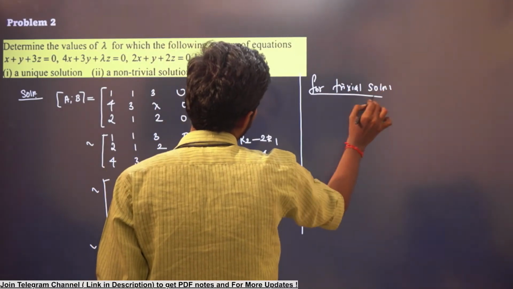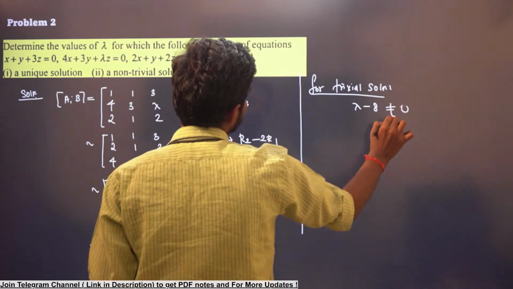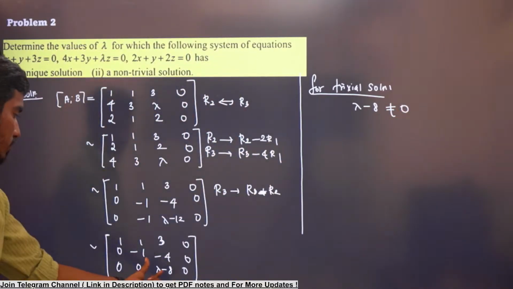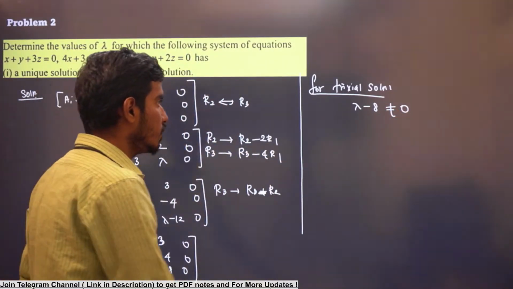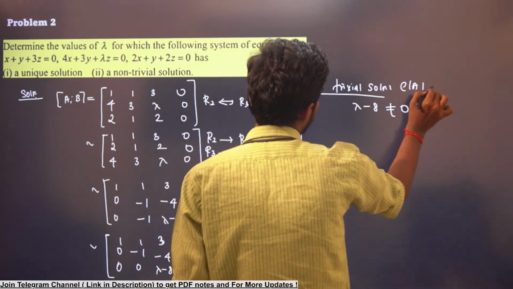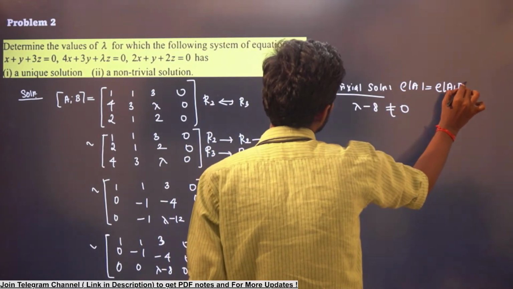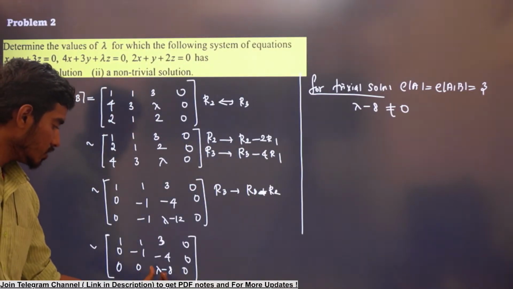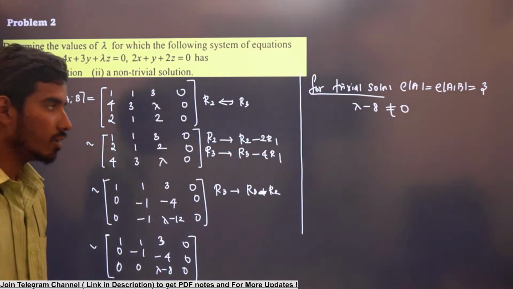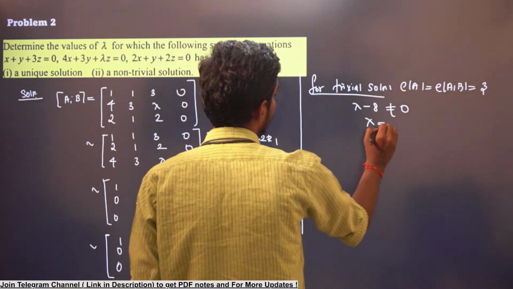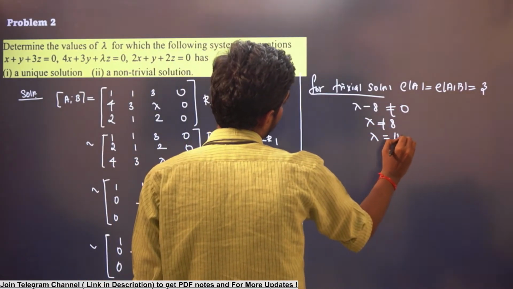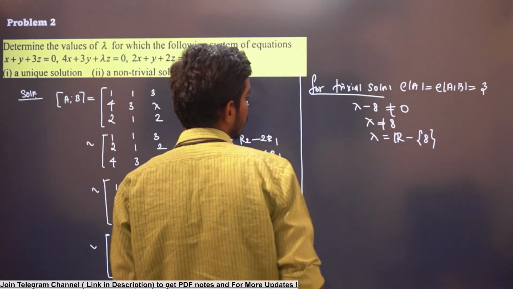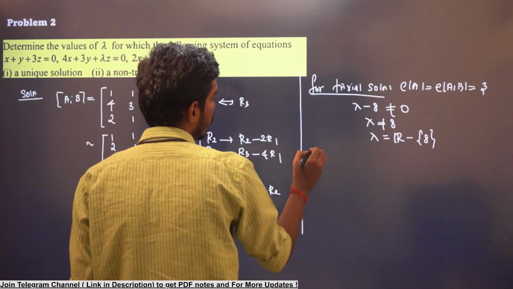So that means for a trivial solution, lambda minus 8 should not be 0, right? If this number is non-zero, then the rank of A and the rank of A comma B both will be equal to 3. So that means lambda should not be equal to 8. That means lambda can take any real number except 8. I'm removing 8 from the real numbers.